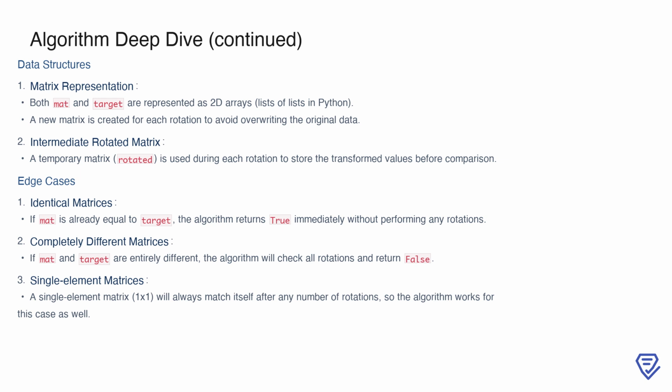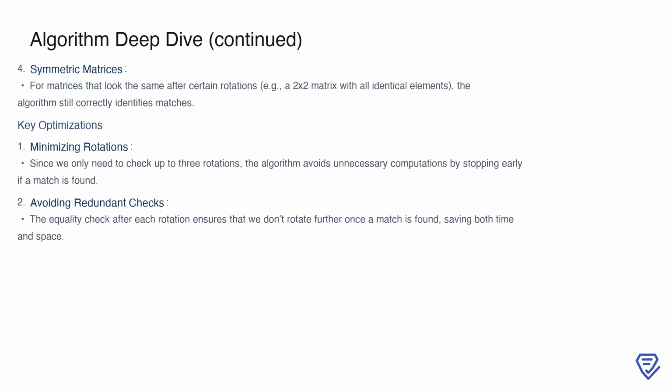Since such matrices remain unchanged after any rotation, the algorithm correctly identifies them as matches. These considerations ensure the algorithm handles a wide range of input scenarios effectively. Finally, let's touch on symmetric matrices and key optimizations. Symmetric matrices, which look the same after certain rotations, are still accurately handled by the algorithm.